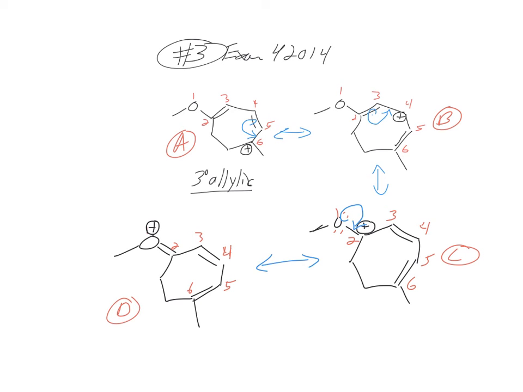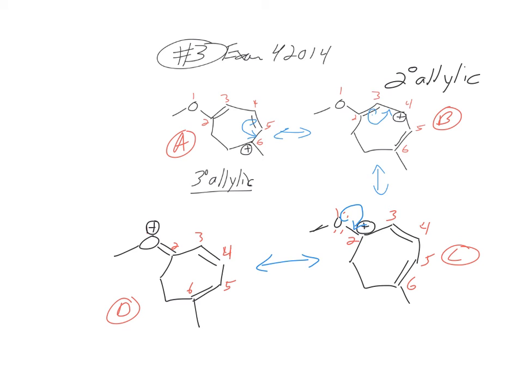Which one of these is going to be the most stable? D. Why? Full octets, good. Which one is maybe the least stable? Maybe B because it's a secondary allylic, right? B is secondary allylic. I mean, you could also say it's doubly allylic though, right? You have pi bonds on both sides, but okay. So maybe this is the least stable.